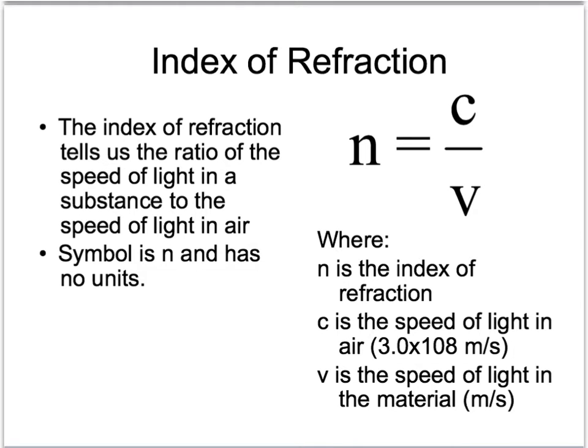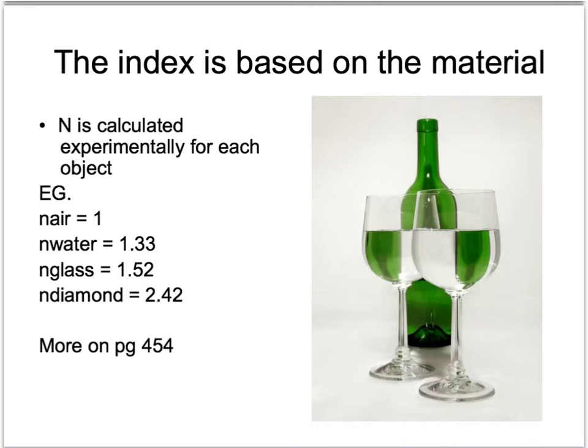The index of refraction, remember, is the ratio of the speed of light in air to the speed of light in the substance. The symbol's n, and it doesn't have any units. So you just divide c, which is always 3 times 10 to the 8th, by whatever your velocity is. That's what the index is.